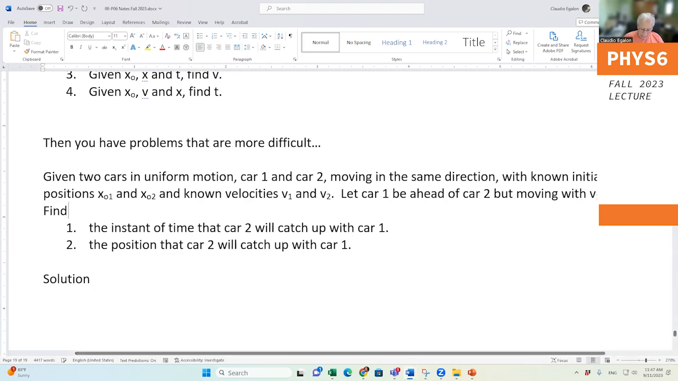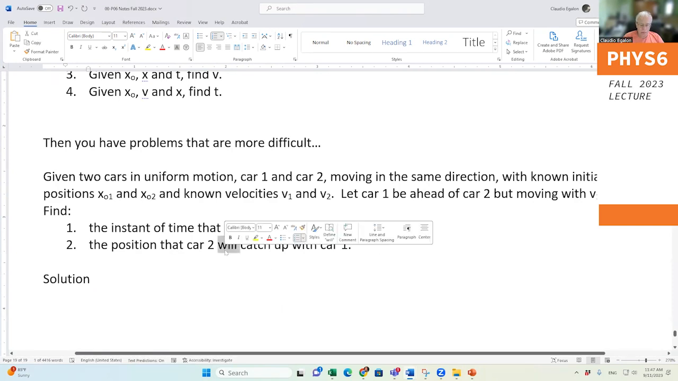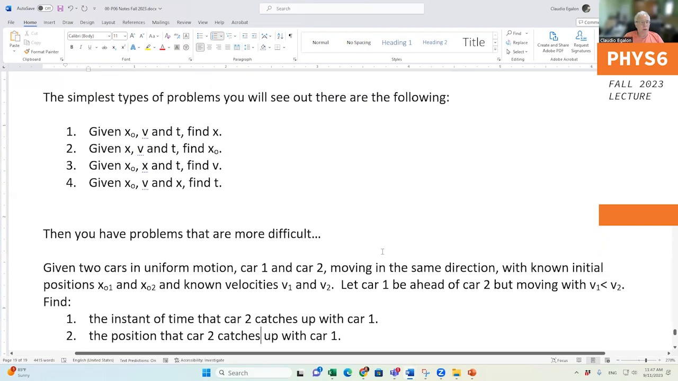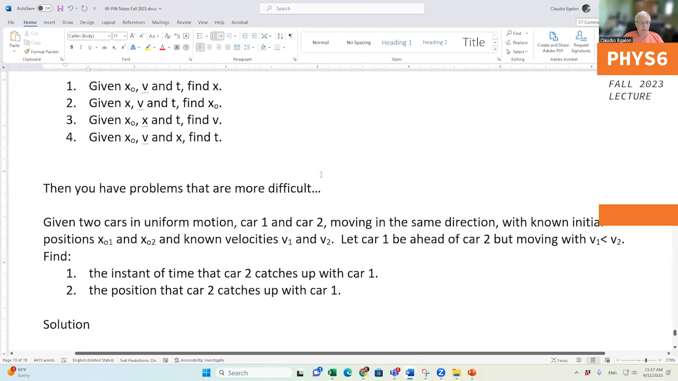So find 1, the instant of time that car 2 catches up with car 1. 2, the position that car 2 catches up with car 1. Okay? So that's a more complicated problem, because now you do not have just 1, 2, 3, 4. You have more. Okay?